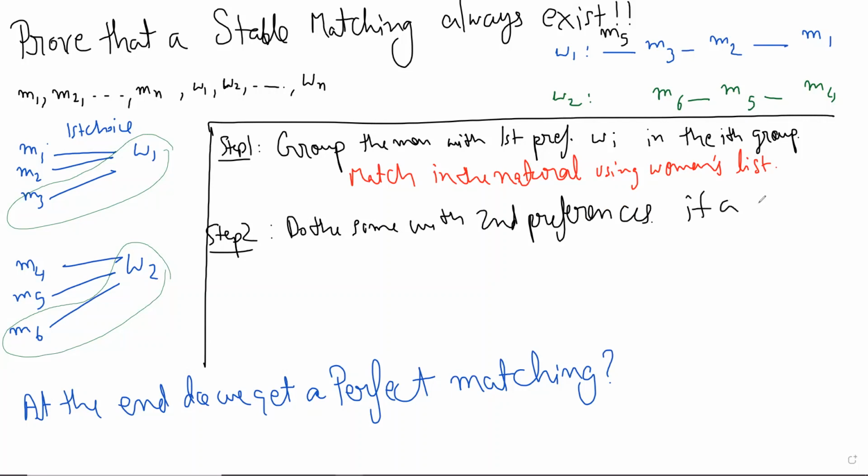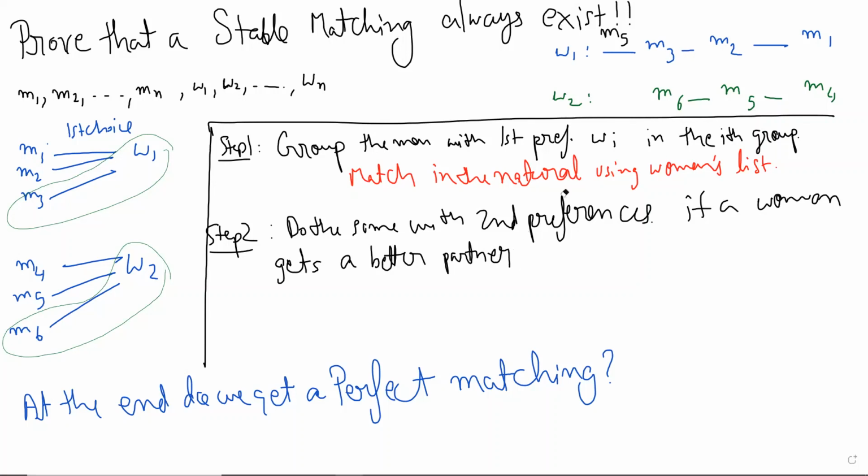If again match naturally, but if a woman gets a better partner, she goes for him. Woman, because the women are doing the picking. Wait, what am I saying? If a woman gets, because we're using the woman's list, right? Gets a better partner.